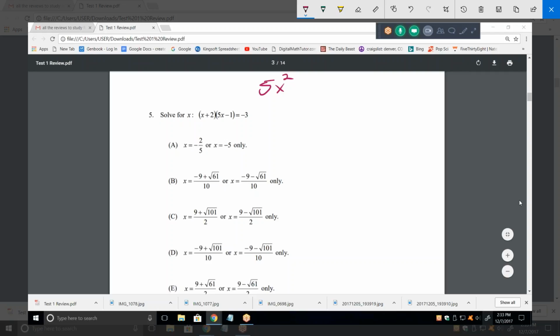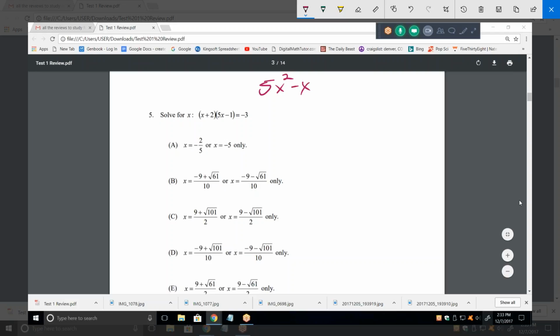As much as I don't like FOIL, I prefer ET. The advantage of FOIL is it does tell you the order to go in. It's not just every term by every term. It's do it in this order. So what's the next term? It'd be minus 1x. Next term?